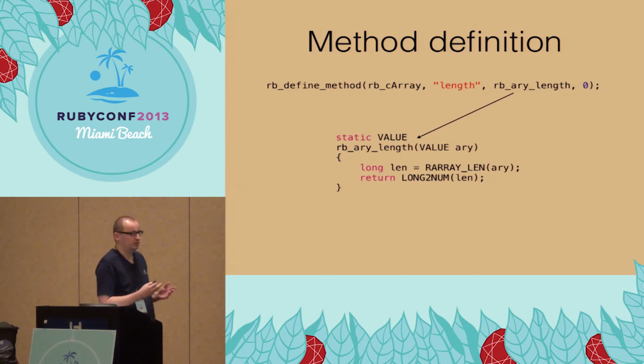Because Ruby only knows about objects, every time you have C types like long, integer, or float, you have to convert them back to a VALUE object. And you can use these macros. I'm going to talk about it a little bit more in a couple of minutes. So you see, to implement a length method, you literally need a couple of lines of code, and you can monkey patch your classes in C.